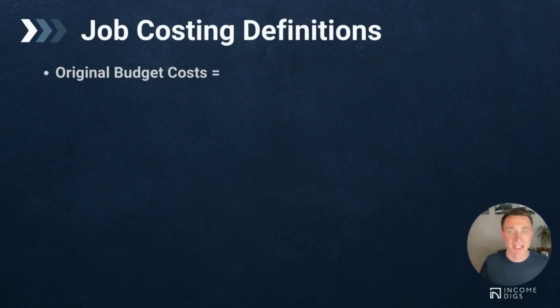Some job costing definitions. So these are some columns that we're going to look at today with Buildertrend. You've got your original budget cost, that's your original estimate.